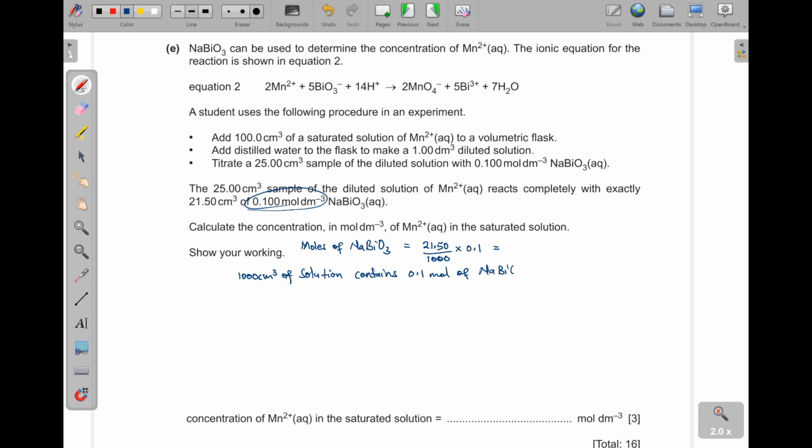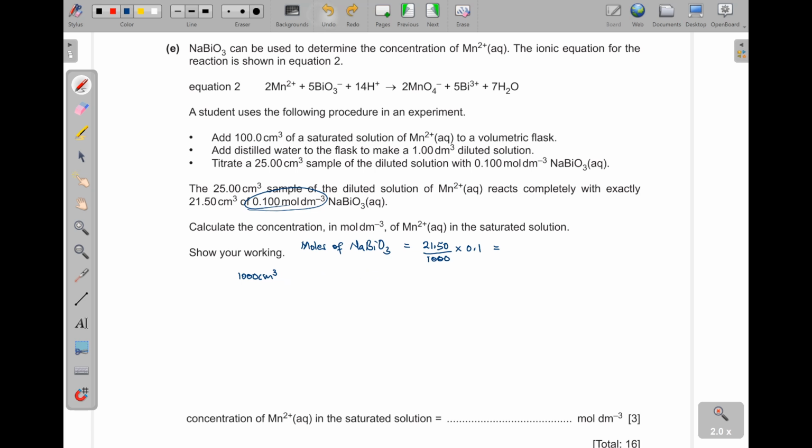That's what it means. Then how about the 21.5 cubic centimeters? This one will contain 21.5, then times the 0.1 here, and then you divide by 1,000. You see the same thing here? So what we need to do is to just get that volume given to us, and then divide it by 1,000 and then times the molarity which is given there. As simple as that.